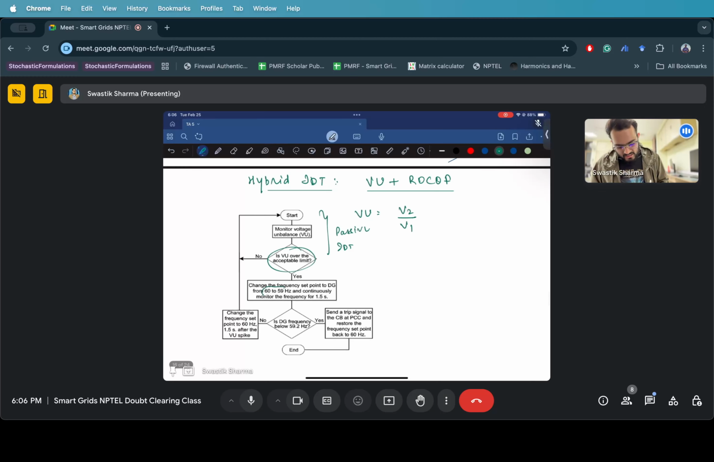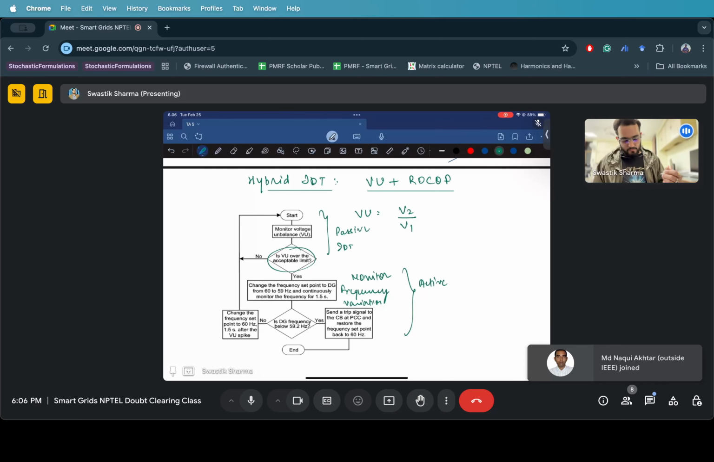So what we do is we change it from 60 to 59, and we continuously monitor the change of frequency, how the frequency is varying. So this part is active. We are changing the set point in such a way that we are able to modulate the behavior of the distributed generation.